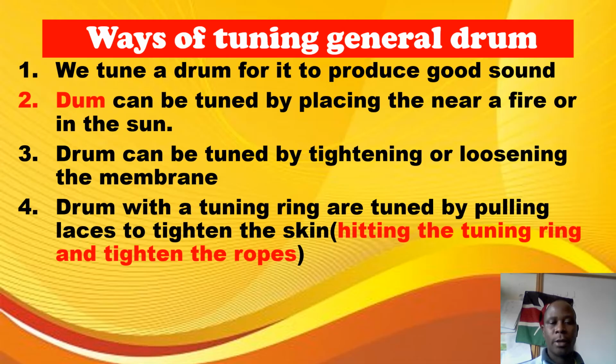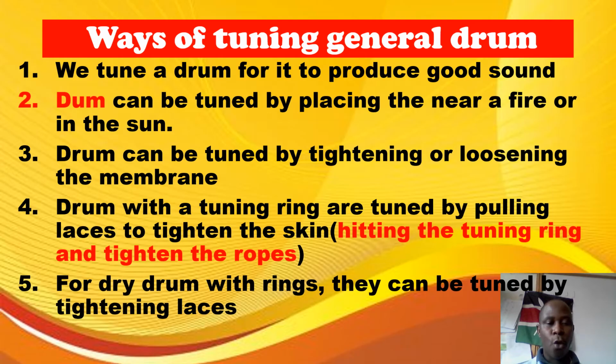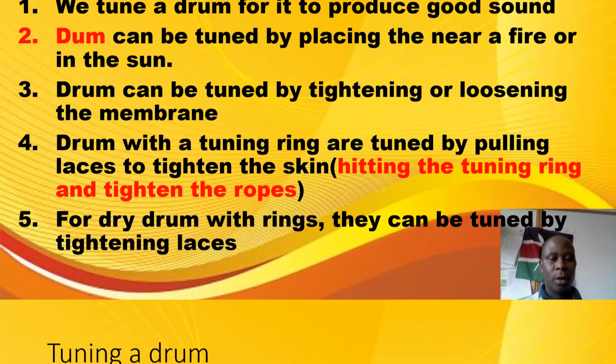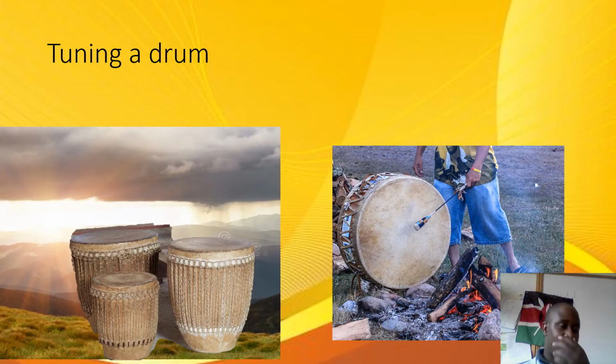Number four, a drum with a tuning ring is tuned by pulling the laces to tighten the skin, hitting the drum and tightening the ropes. For the dry drum with a ring, they can be tuned. This is the way of tuning a drum using fire or the sun.